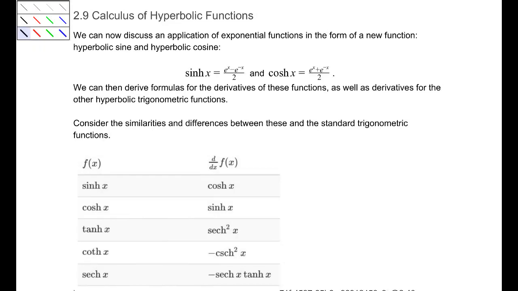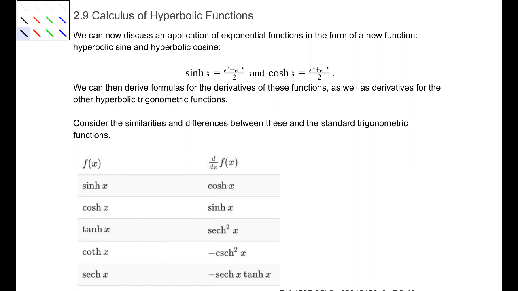Section 2.9, Calculus of Hyperbolic Functions. So as a nice sideshow of all the things that we've seen on these applications, we run across something that is an application of exponential functions, and it's actually a combination of exponential functions. So we have something called the hyperbolic sine, sinh, which is e to the x minus e to the negative x divided by 2, and the hyperbolic cosine, which is e to the x plus e to the negative x over 2.